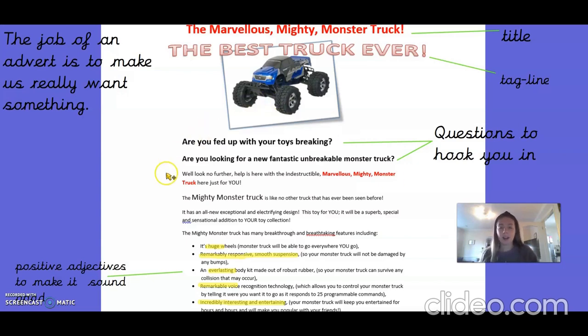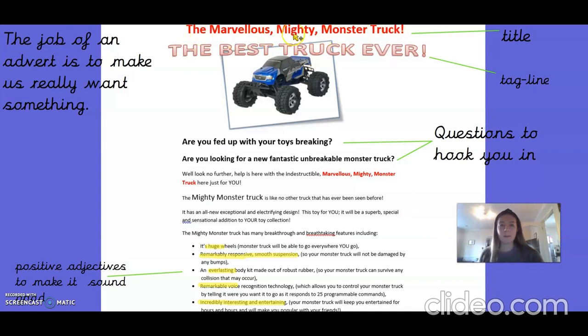So here on the screen, I have got an example of an advert for a monster truck, and we can see the picture of the monster truck on the screen. And we've got different arrows pointing to the different features of this advert. And we're going to start at the top, like we would always do.